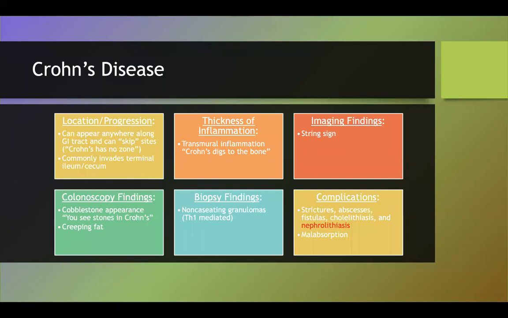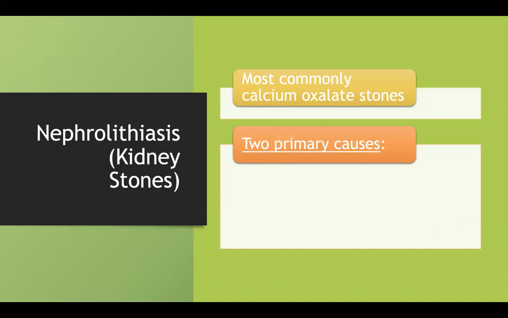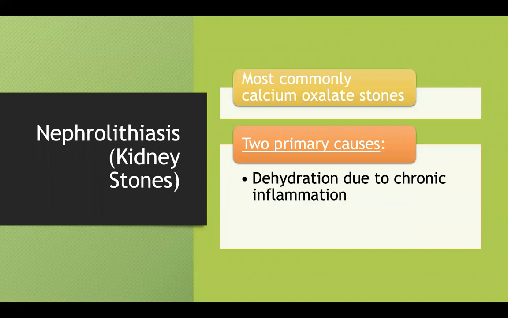Another thing I want to mention with Crohn's disease is nephrolithiasis or kidney stones. So how does that happen? Well, in Crohn's disease, the most common kidney stone you're going to see is calcium oxalate stones. This should be easy to remember because this is the most common kidney stone in the general population too. There's two primary reasons why people with Crohn's are predisposed to these kidney stones. The first is a more general principle. If you're dehydrated because of this chronic inflammation, you're going to be more prone to kidney stones, just like you'd be more prone to gallstones if you had dehydration.